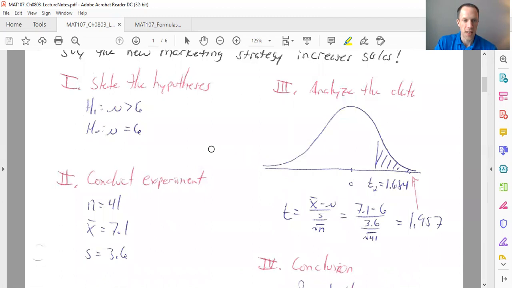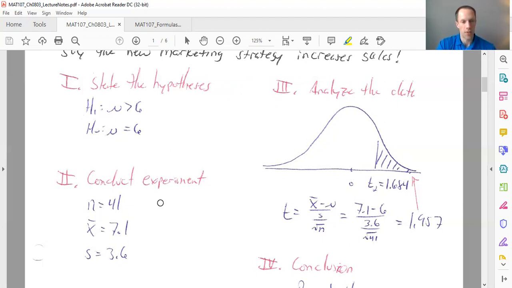Okay, so let's state the hypotheses. The company thinks that the new marketing strategy will cause the number of sales to go up. Right now it's at 6, so they think that the average will be greater than 6. The skeptic who comes along and says that the new marketing strategy will make no difference would say that the average stays equal to 6. So the null hypothesis is that the average is equal to 6. The alternative is that the average is greater than 6.